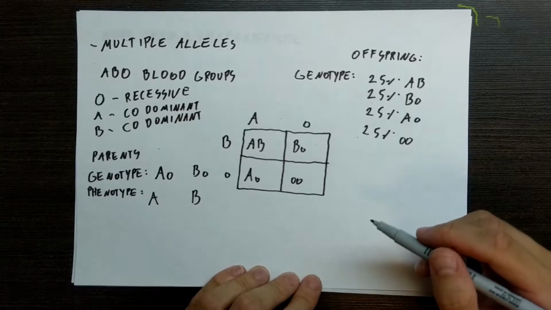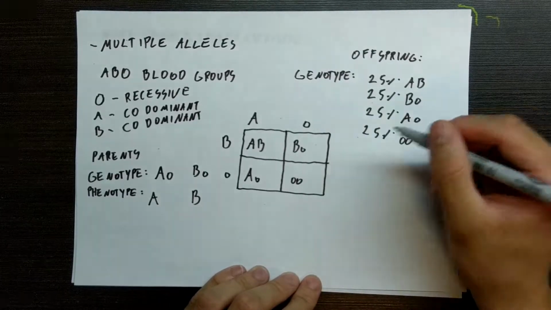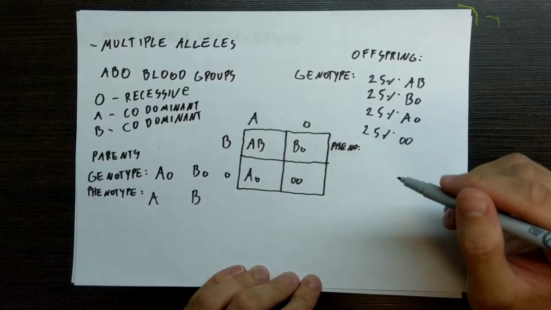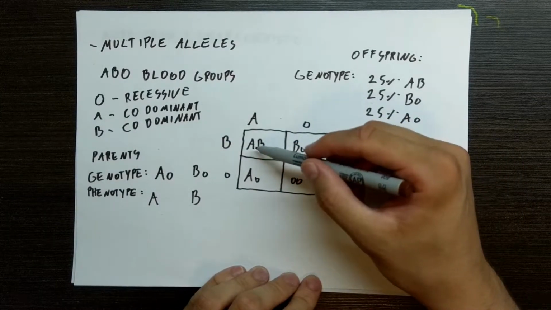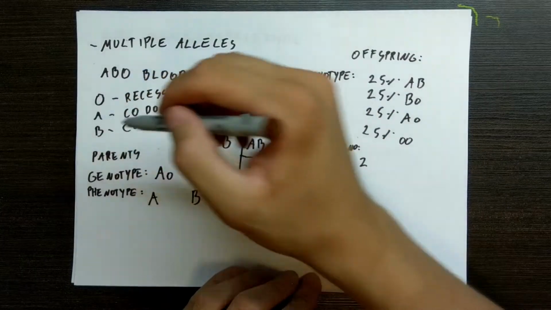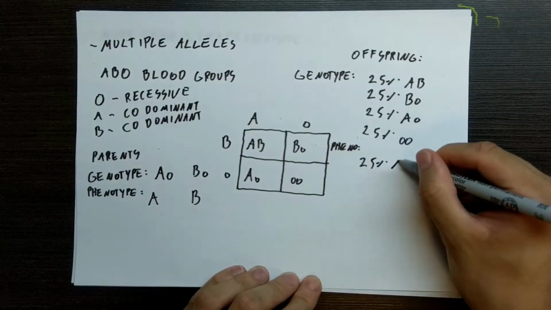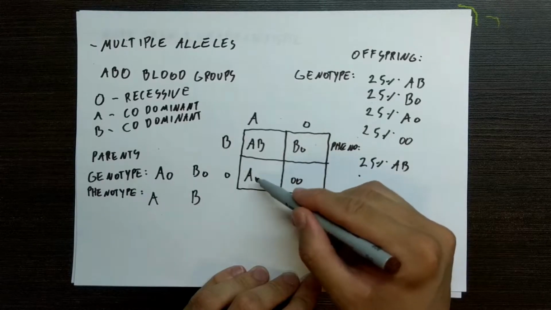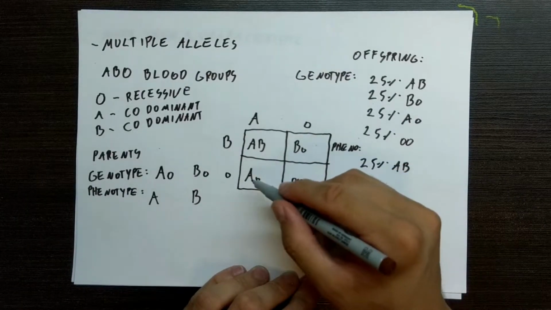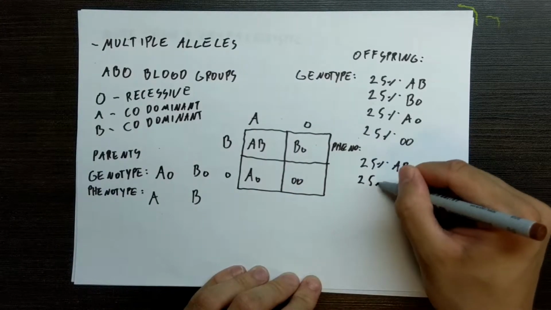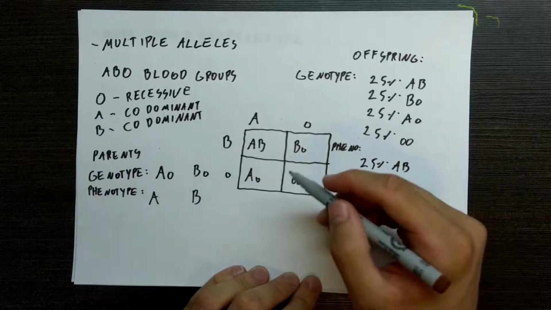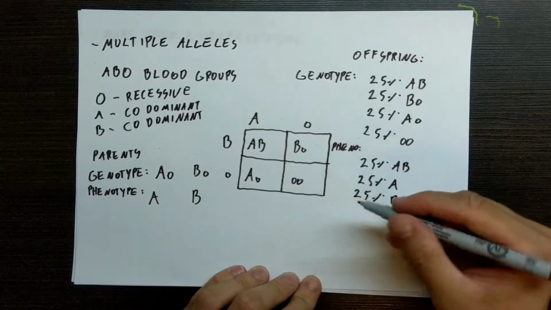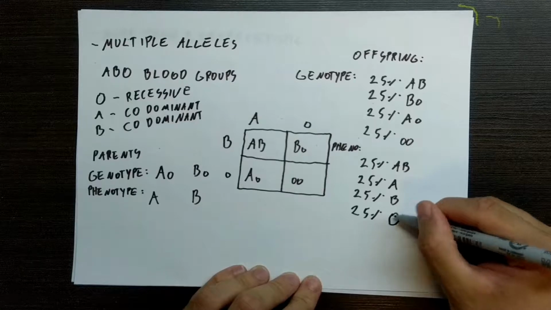Okay, what about phenotype? Let me write it down here. I'm going to shorten it. Pheno. What's their phenotype? Well, 25% of them are AB because A and B are codominant. So 25% of them are AB. Now, here we have A with O, which is recessive. So they will have blood group of A. So 25% A, 25% B, and 25% O.